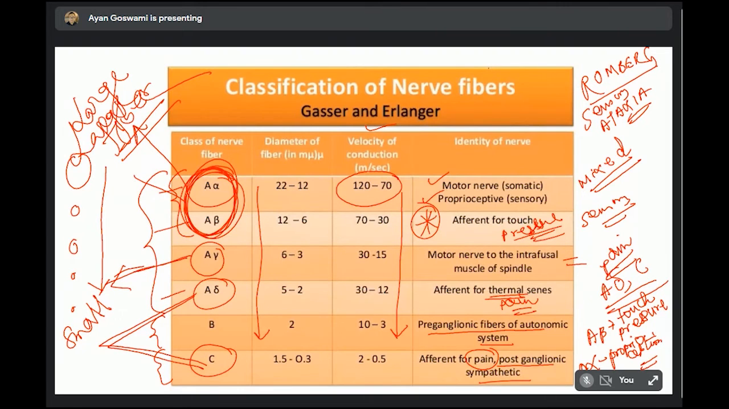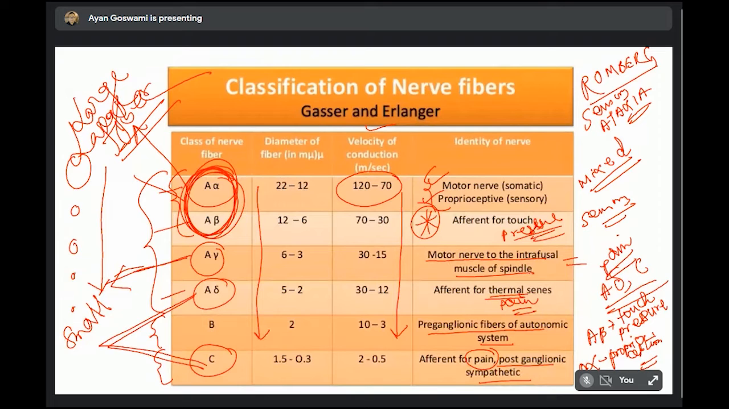Mixed is A alpha. Sometimes it is motor fiber, and sometimes it is proprioception or sensory fibers. A gamma is purely motor, the motor nerve to intrafusal fibers. And A beta is purely sensory, for touch and pressure. A alpha is mixed, both sensory and motor.